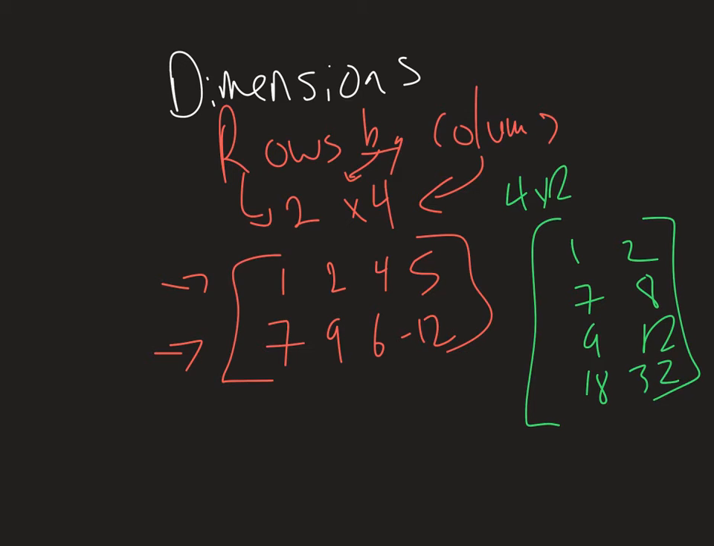And then we can identify particular elements in these. That's what all these individual numbers are called, elements. And we can identify them by their row and their column. So for instance, this 6 right here, it's in the second row, third column.